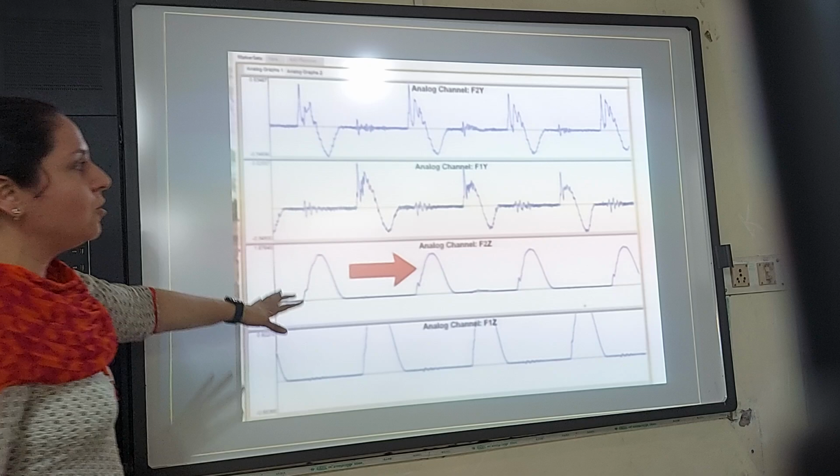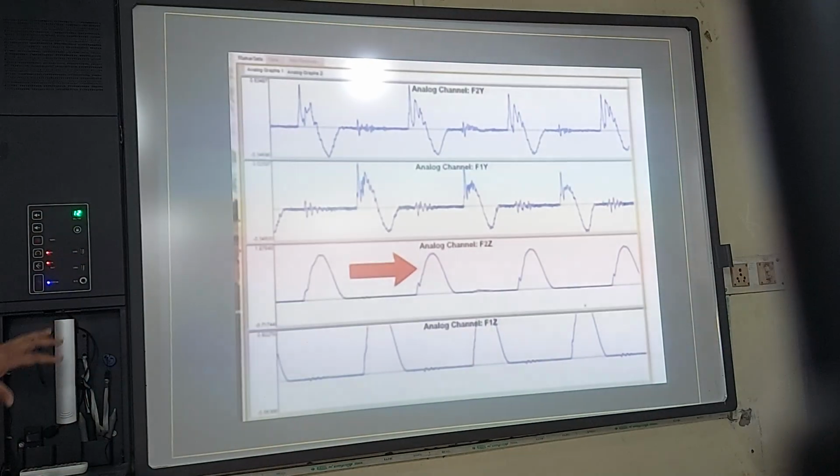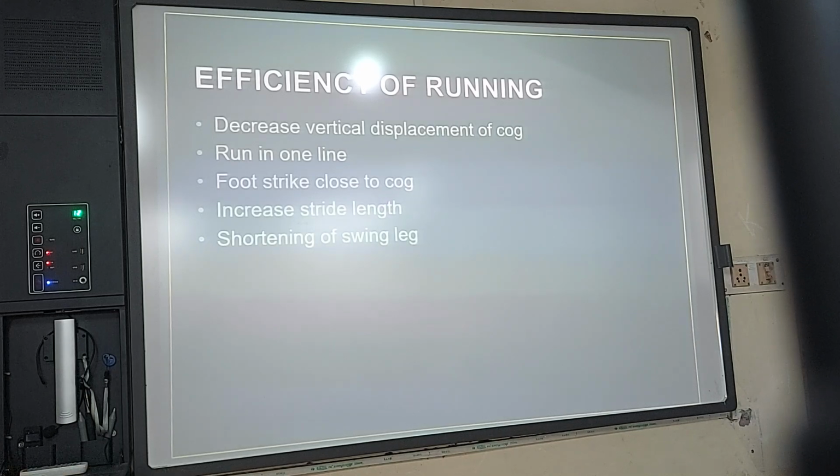So this is how these graphs need to be studied when the person is running from a speed of 1 meter to 2 meter, 1.5 meter to 2 meter. This is how the graph will keep on moving. Now we see the efficiency of running as decrease in vertical displacement of center of gravity. The less the vertical displacement of the center of gravity, the more efficient is your gait in running, or better is your running.